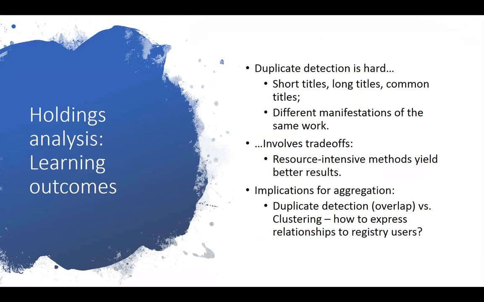And because it's so hard to do with simple computational methods, there's a trade-off here. We found that those resource-intensive methods were much better at providing high recall and high precision for our task. But of course, that then means that you've got a hugely computationally expensive process, and it's not really scalable. If you think back to this idea of the global network, it's totally not a scalable activity to start doing machine learning across hundreds of millions of records. So the implications for aggregation was how do we express this relationship to registry users? Do we start sort of mapping, graphing?